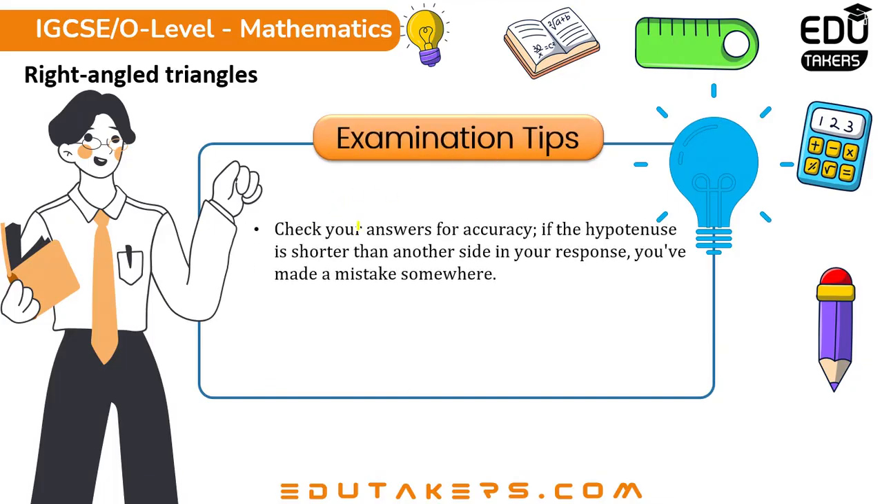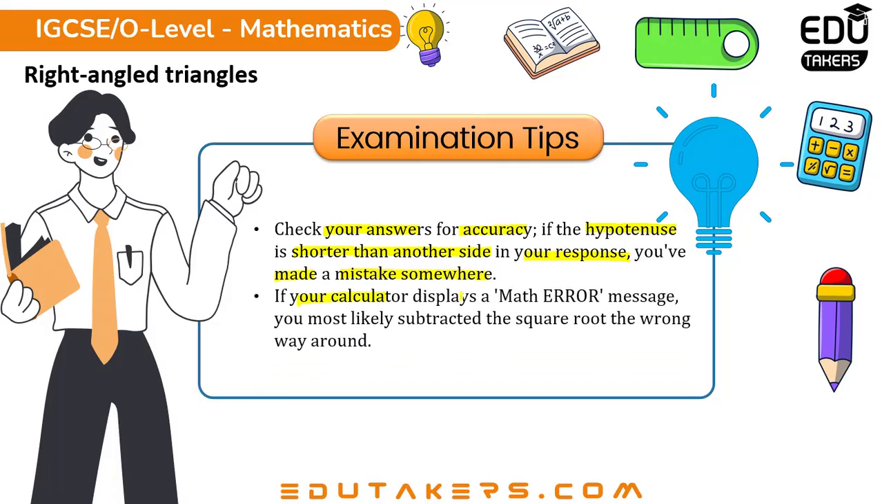Examination tips. Check your answers for accuracy. If the hypotenuse is shorter than another side in your response, you have made a mistake somewhere. If your calculator displays a math error message, you most likely subtracted the square root the wrong way around.